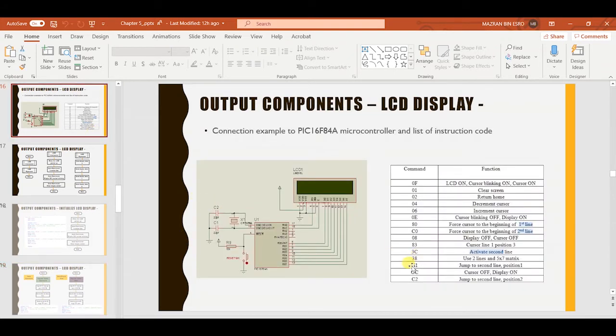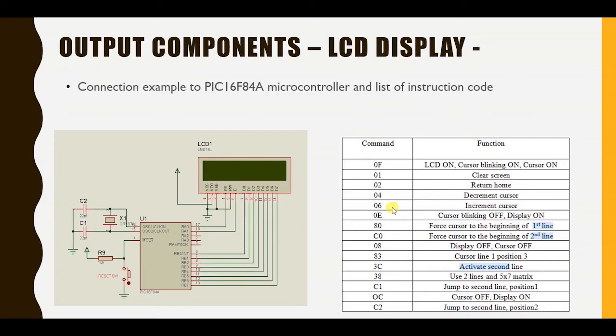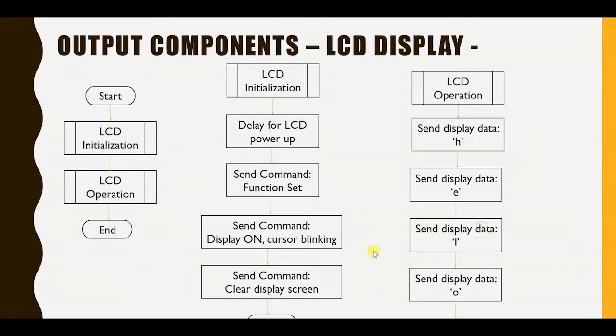What's the difference between command and data? Command is this list of commands. If you can see here, 0F, 01, 02. These are the commands. The function for these commands is related to either LCD on, cursor blinking on, cursor on, and so on and so forth.